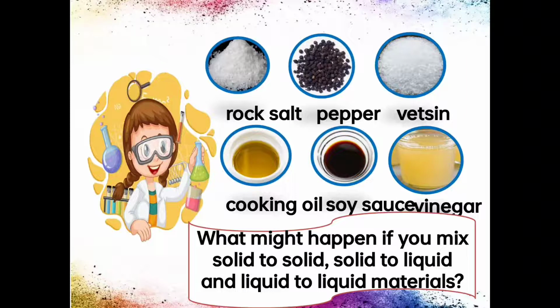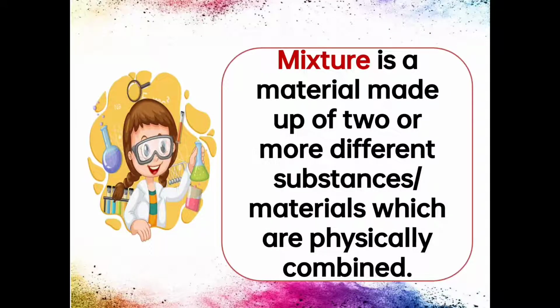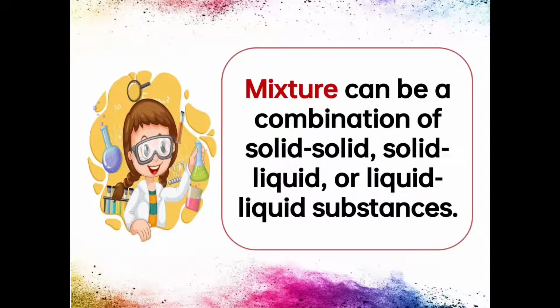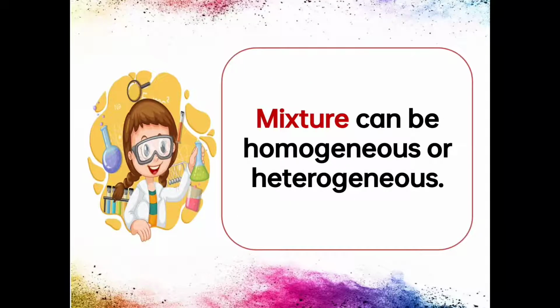What might happen if you mix solid to liquid, and liquid to liquid materials? Mixture is a material made up of two or more different substances or materials which are physically combined. Mixture can be a combination of solid and solid, solid and liquid, or liquid and liquid substances. Mixture can also be classified as homogeneous or heterogeneous.